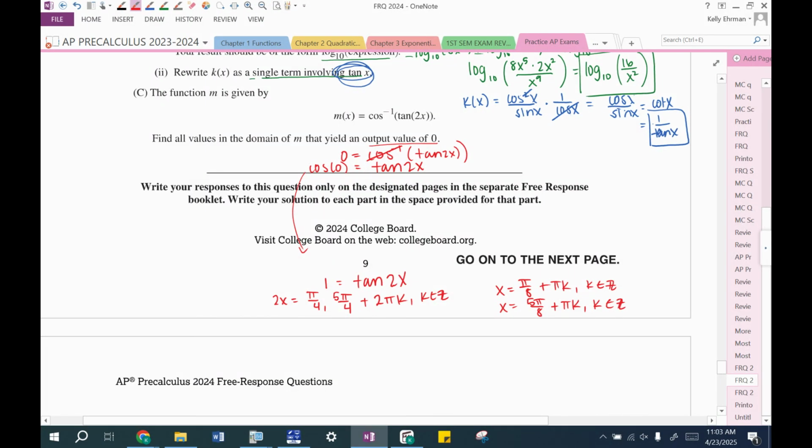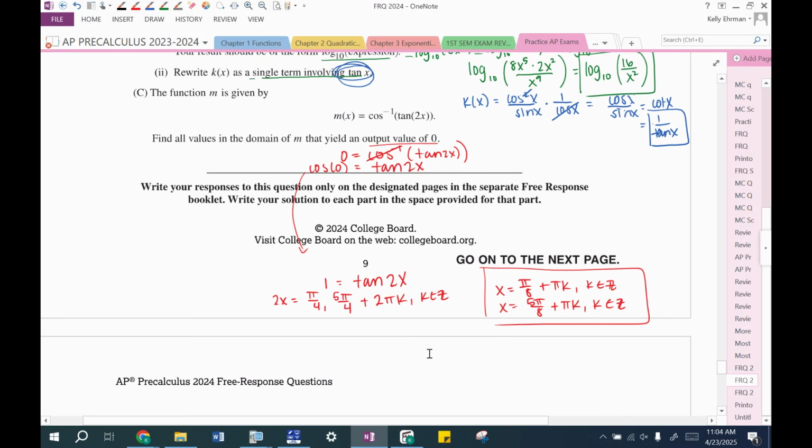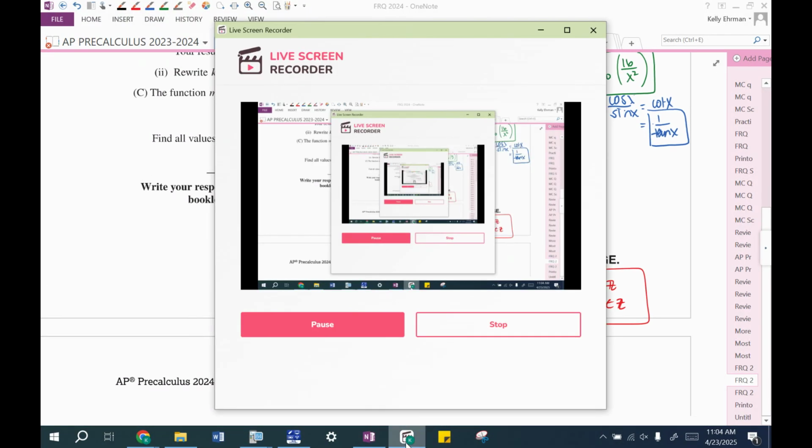An alternative is to say 2x equals pi over 4 plus pi k, because pi is the period for tangent. And then when you divide by 2, it could also just be pi over 8 plus pi over 2 k. But I think you can give these two separate solutions and still get credit for that, because that is mathematically correct as well. All right, that finishes problem number 4 for the 2024 test.